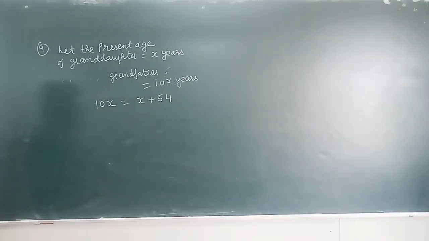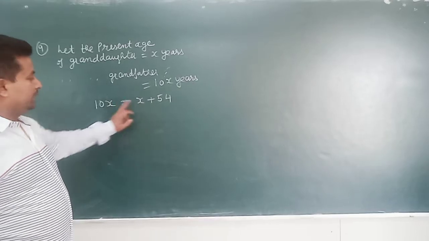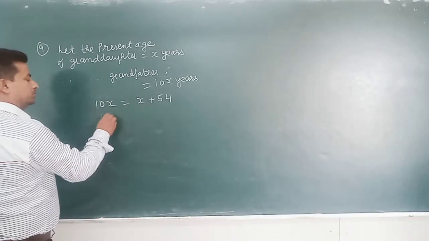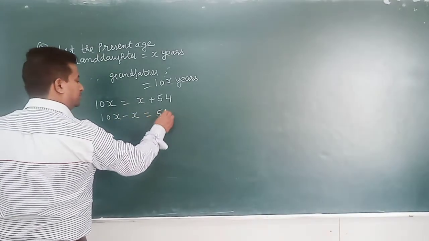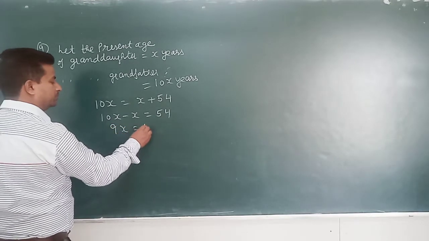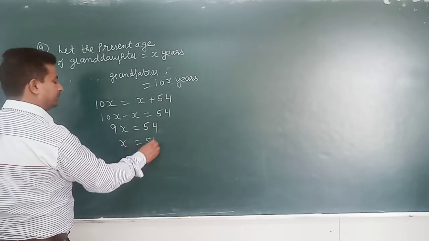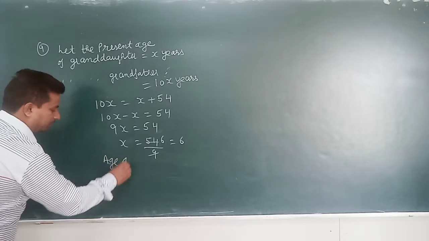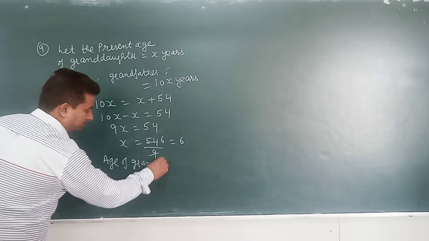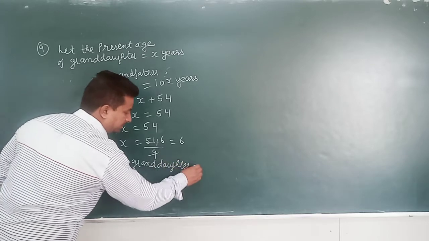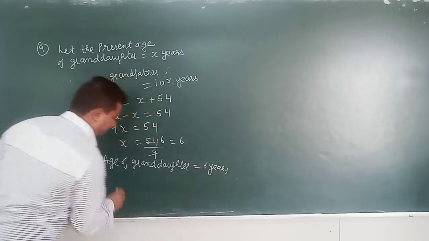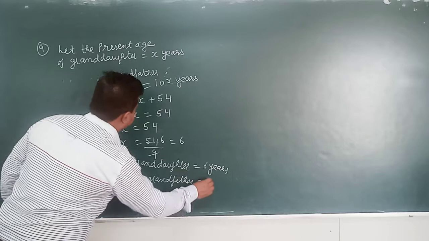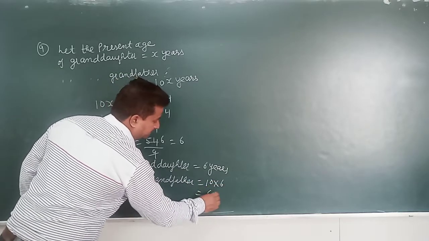This means the age of the granddaughter is x and grandfather is 10x. Grandfather is 54 years more. So this is 10x minus x equals 54. 9x equals 54, then x is 54 by 9, 9 6 is 54. So age of granddaughter is 6 years and age of grandfather is 10 times 6, which is 60 years.